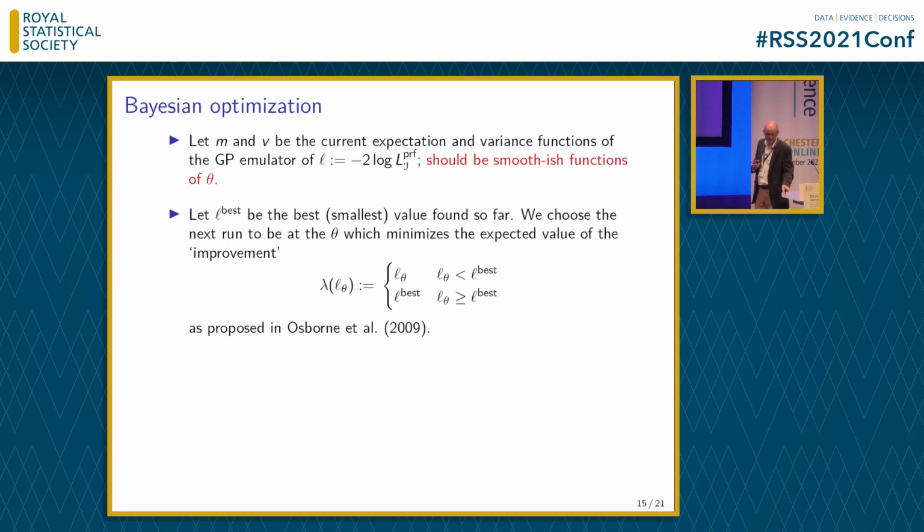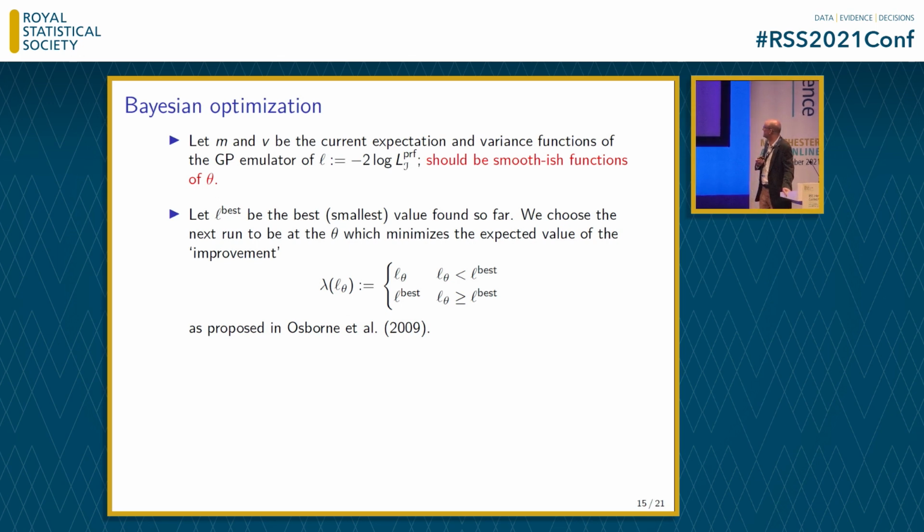Now, the improvement function here is, hey, if you choose a theta, and your new point is not better than your best point so far, then just truncate that at the best point so far. But if your new point is better than the best point so far, then return the value of the new point. So this is a criterion which sort of hunts around, and it's small in regions of the parameter space theta where there's a realistic chance of getting a good new run.